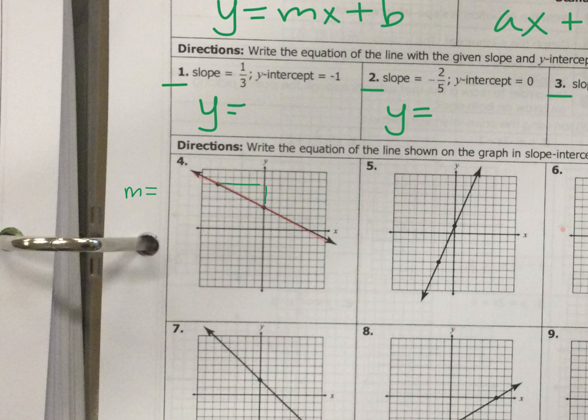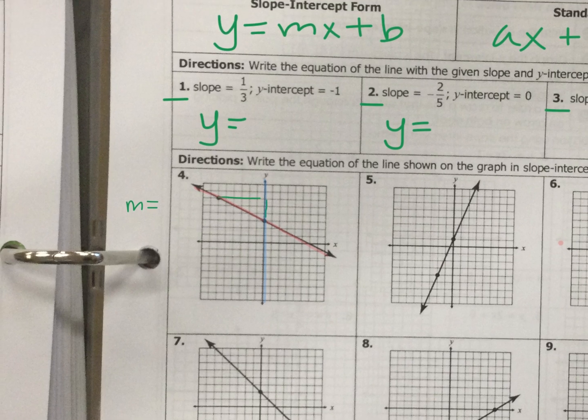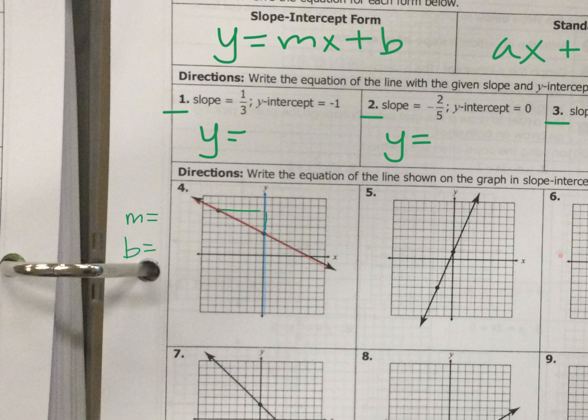And then you'll tell me where the red line and the blue line cross. On that, you'll get your b, and then you'll take that information and write the equation y equals for me. Remember, the b is where the dot is on the up and down line, and the slope, if you rise and run to the left, it's negative. If you rise and run to the right, it's positive.